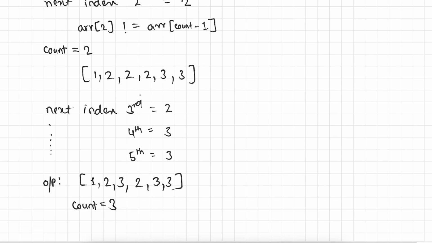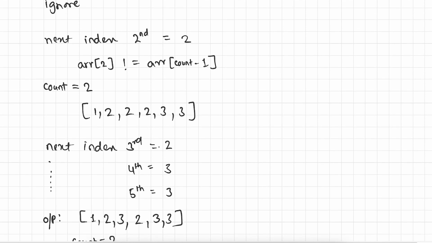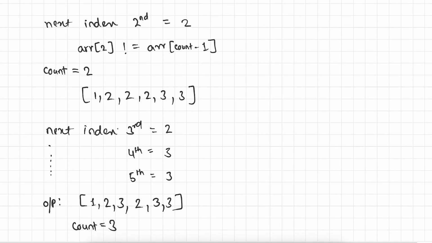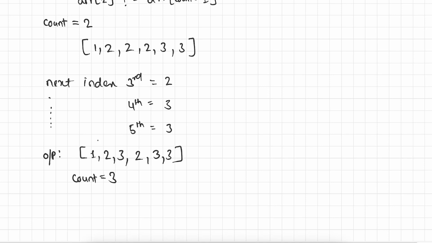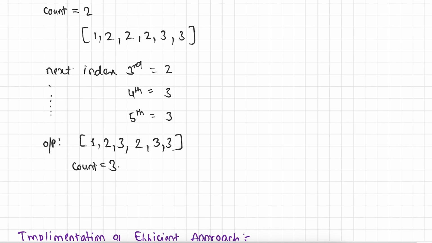And the element present at index 3 is 2. So this time 2 is the same as the previous. So we have to follow this process for all the indexes. And at the last we get our output as 1, 2, 3, 2, 3, 3. You can see that we bring all the distinct elements to the beginning, and the count of distinct elements comes out to be 3. It means there are 3 distinct elements in this array.